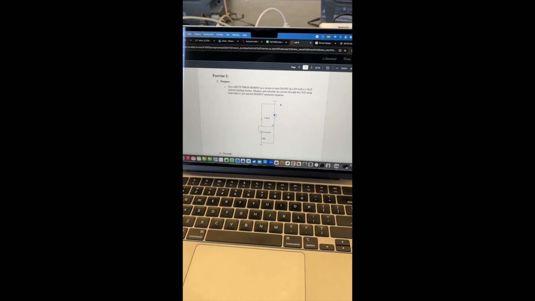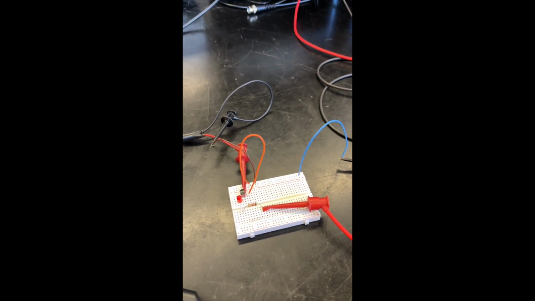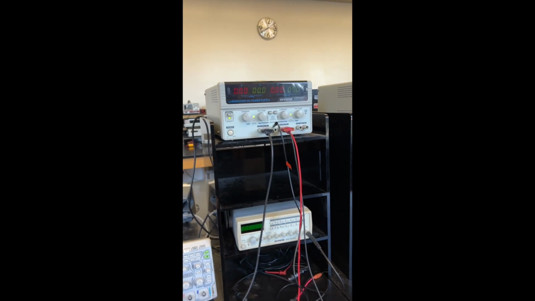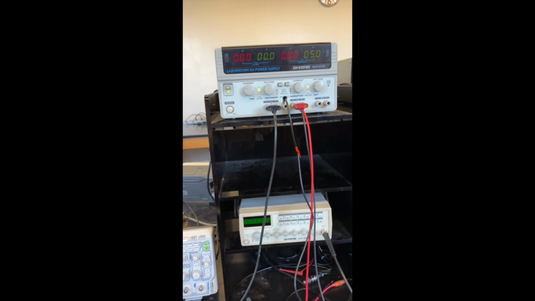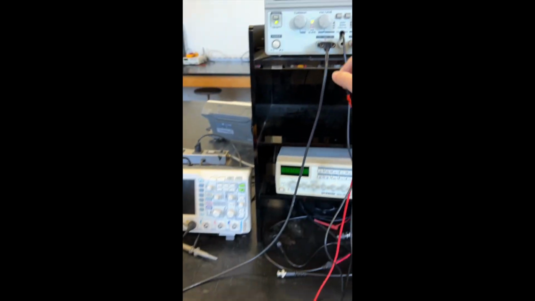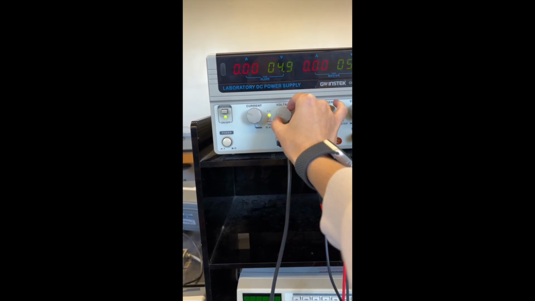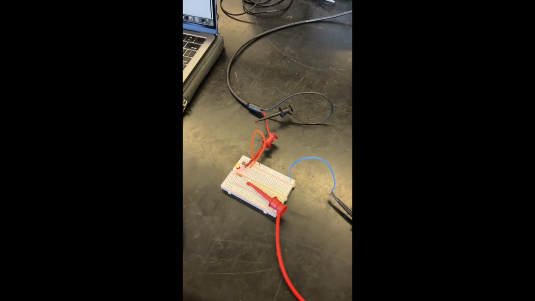All right, now I'm on exercise 2, and I've created the circuit here on my breadboard, and I have a fixed voltage of 5, and then for my input voltage, when it's 0, the LED should be off, and then now when I change it to 5, the LED is on.